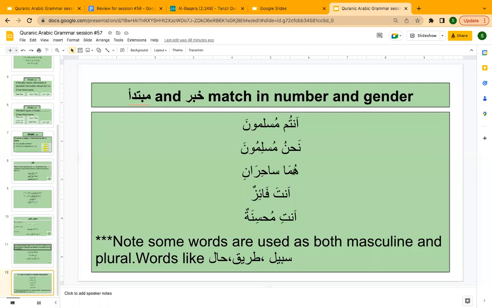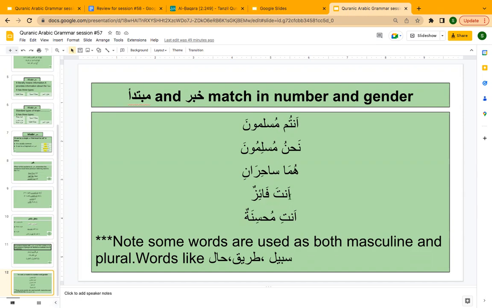Now, can I say huma sahiruna? Will it be right to say huma sahiruna? Absolutely wrong answer, right? And then I will tell you, there are some words that can be used for masculine, feminine, singular, plural, both. They don't conform to any gender or number. They remain unchanged. Though there are such words, okay? Keep that in mind too.